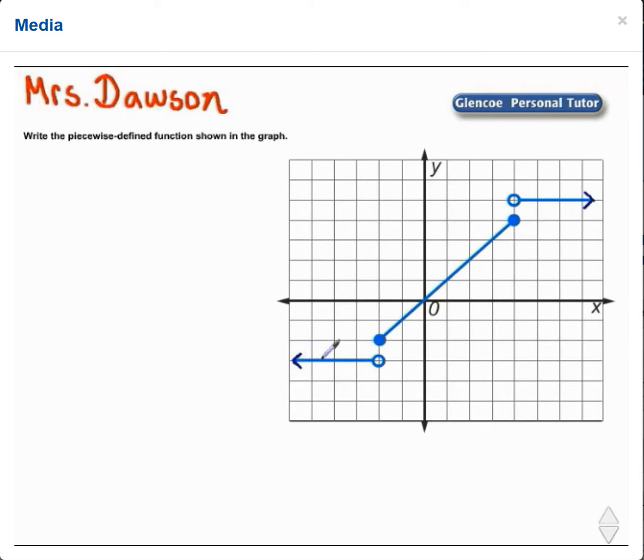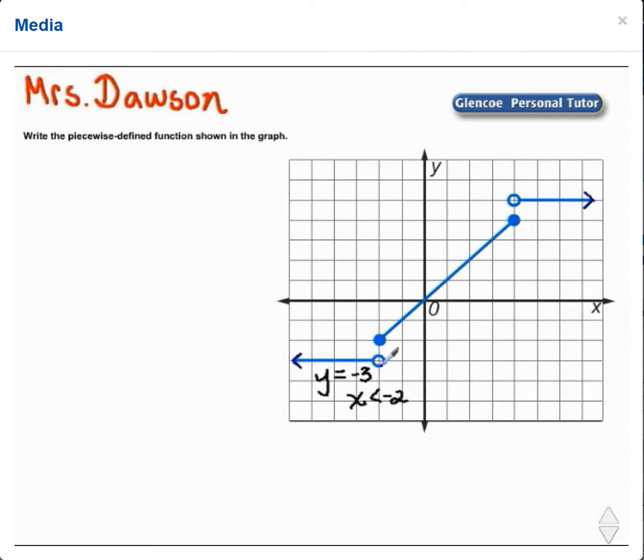Notice that it is a constant function of y equals, 1, 2, negative 3. So the y values are always negative 3. And we want to identify the x values as well. Negative 1, negative 2, and then pointing toward negative infinity, which means x is less than negative 2.